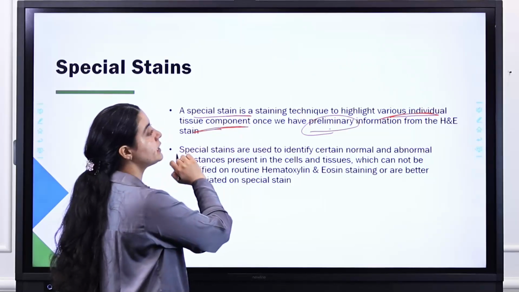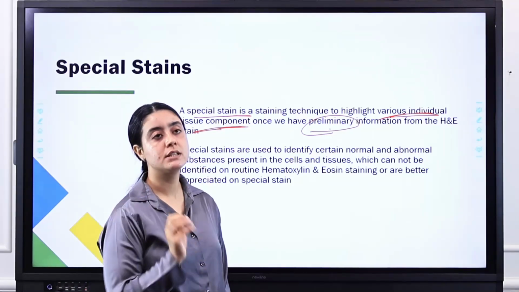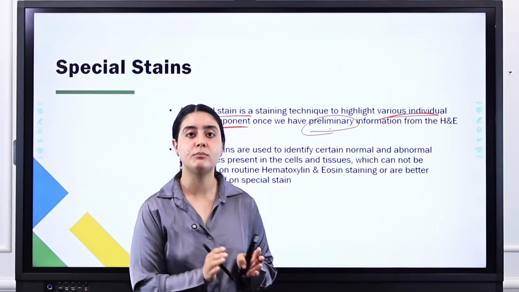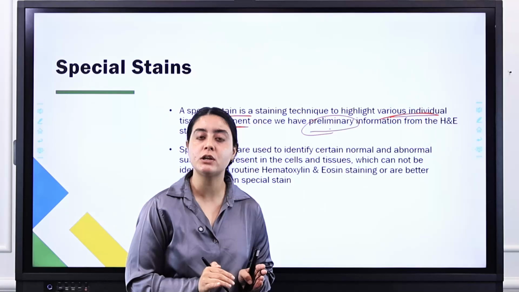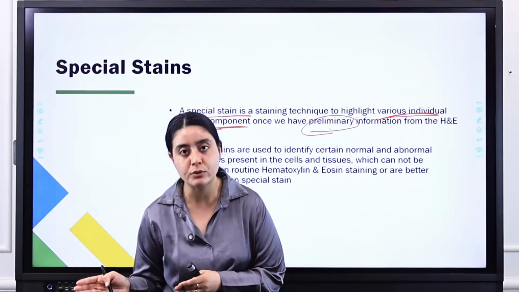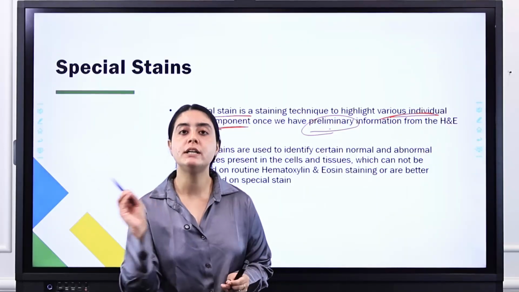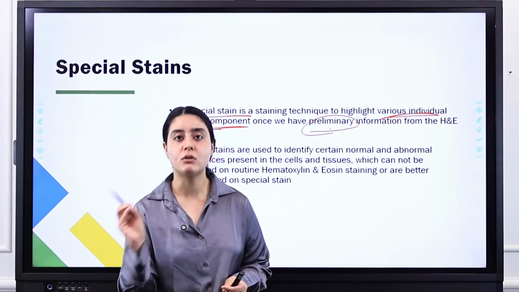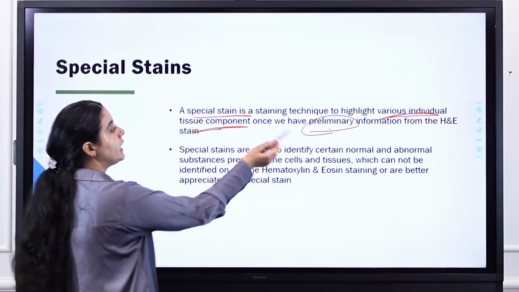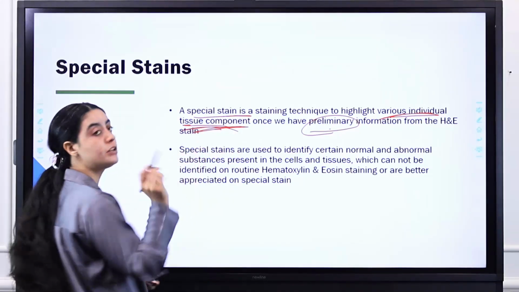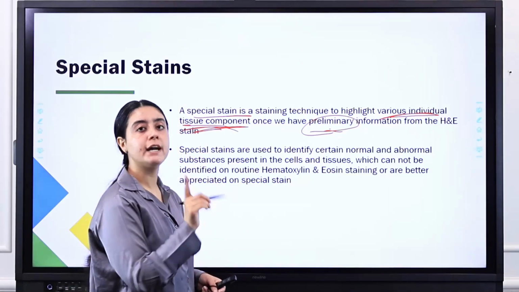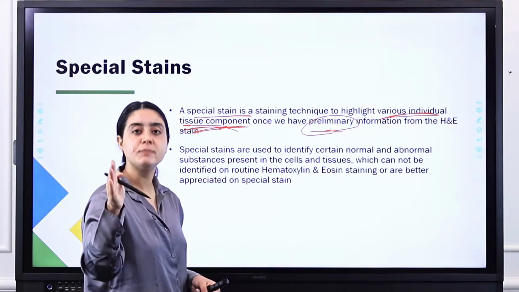The special stain is a staining technique which highlights various individual components. There are certain components which are not stained or not identified clearly in the H&E staining. It gives us the preliminary clue, but sometimes it does not give a clear identification or differentiation between different components, or in a particular disease process. So for that we have to perform the special stains. It highlights the various individual tissue components. First we do the H&E staining only, and then we proceed to the special stainings.